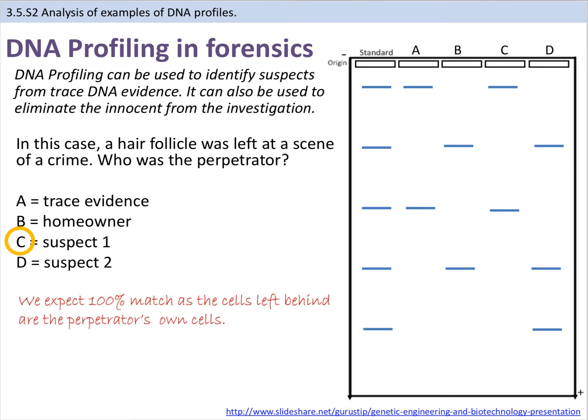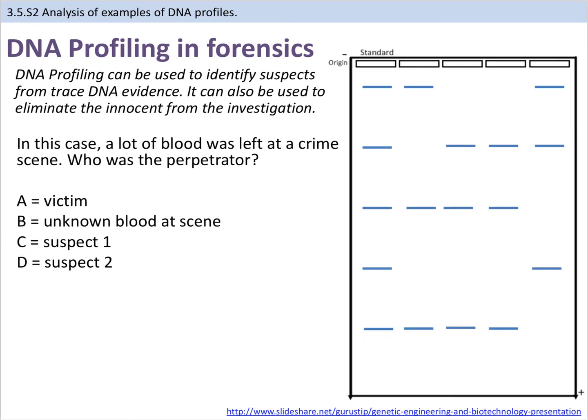Okay. So here's another example. In this case, there was a lot of blood left at the crime scene, and we're trying to identify who is the owner of that blood. So we've got A, which is the victim, the person from the crime scene, B, which is an unknown blood sample at the scene. So we're pretty sure that blood from person A is the victim, and then we have B, which is our unknown person, and then C and D, we have our suspects, right? Suspect 1 and suspect 2.